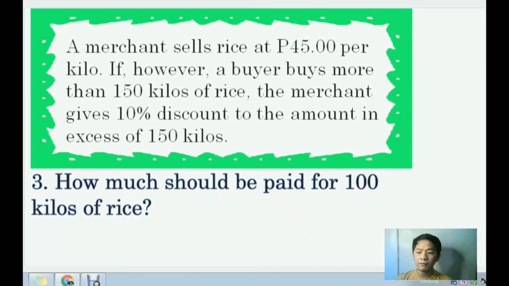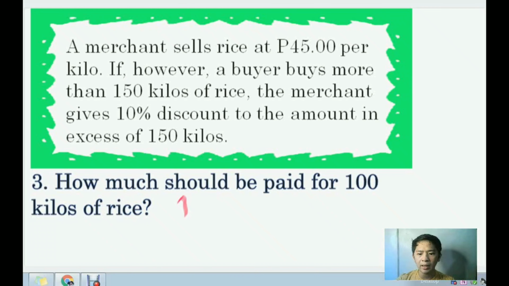Ito na. O, same situation, pero ang question is number 3 na. How much should be paid for 100 kilos of rice? O, tingnan nyo munang mabuti kung sumobra ba sa 150 kilos yung binili. O, sumobra ba yung 100 sa 150? No. So, therefore, regular lang yan.